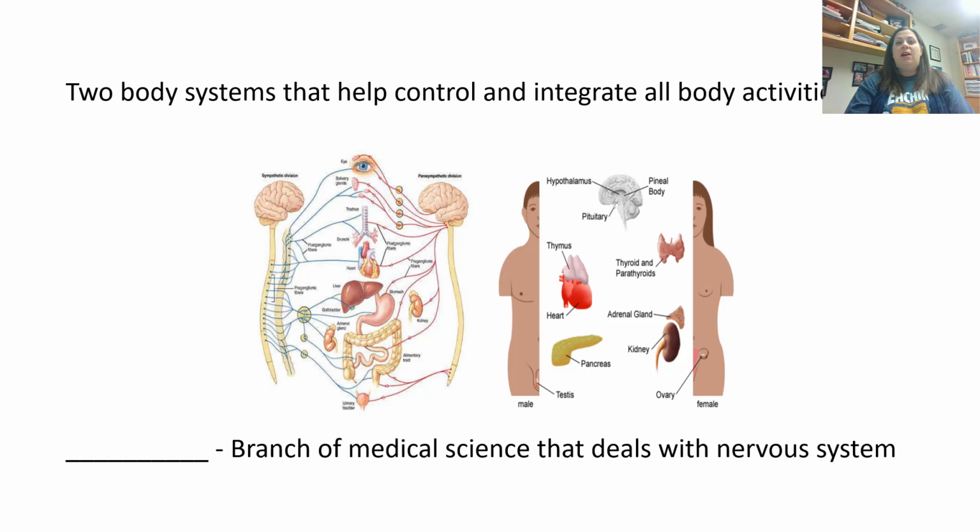So 2 body systems that help control and integrate all body activities are going to be your nervous system and your endocrine system. So your nervous system and your hormones are going to work together in order to control and keep your body at homeostasis. Now, neurology is the branch of medical science that deals specifically with the nervous system.